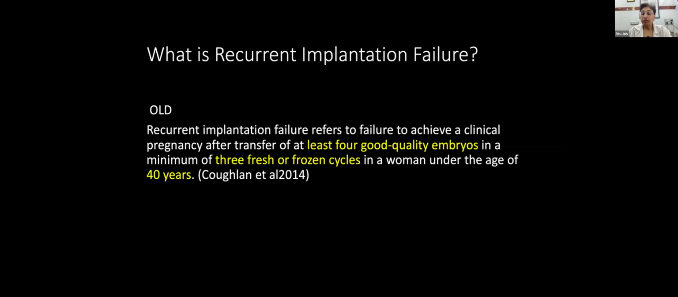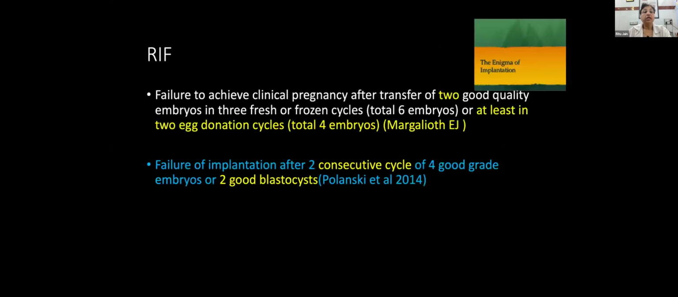And 4 good quality embryos, whether they were cleavage stage or blastocyst stage, whether it was a single or dual embryo transfer, wasn't clear. So then next came another definition by Margolith et al., which included 2 egg donation cycles also.